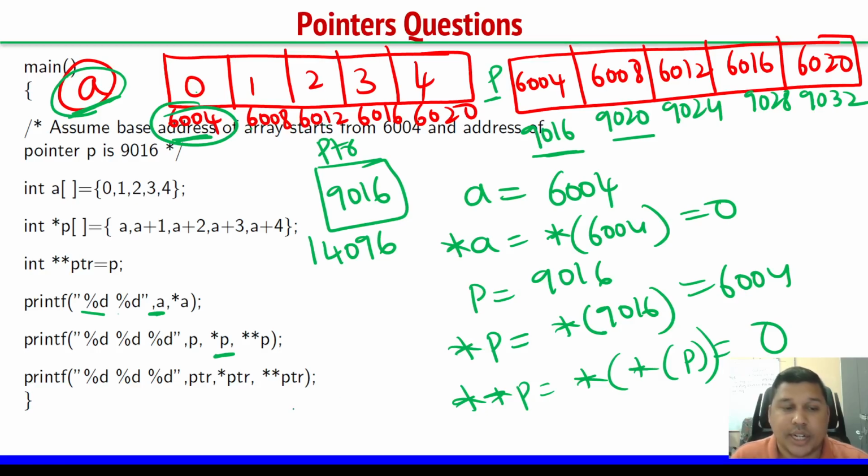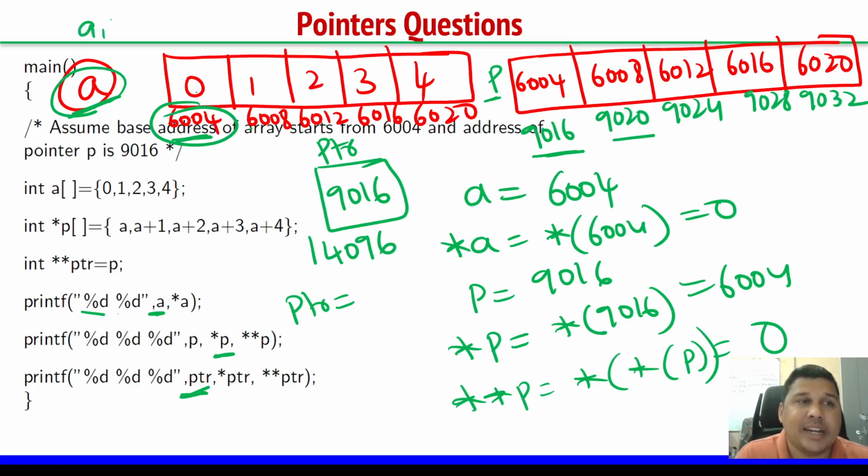Right. Now, next one. What is the value of PTR? What will it print if I print PTR? What will I get as output if I print PTR? Please tell what we will get as the answer if we print PTR. Yes, please. What will I get if I print PTR? Okay. See, you are confused here.